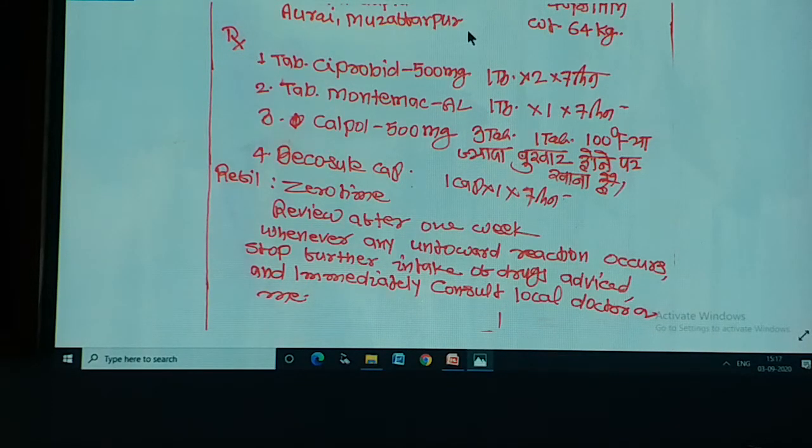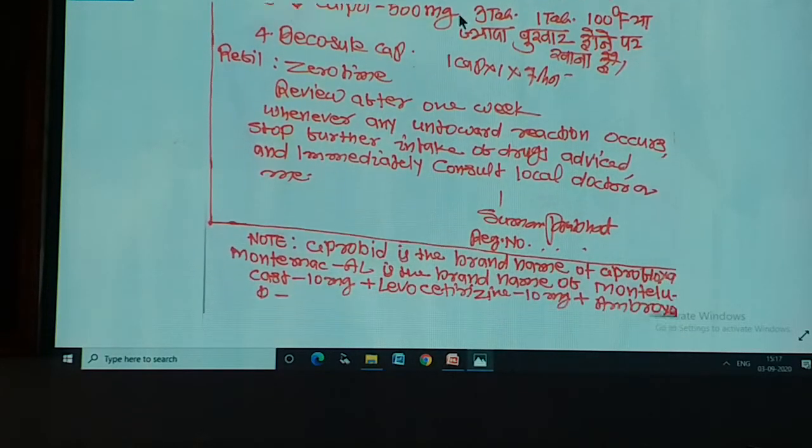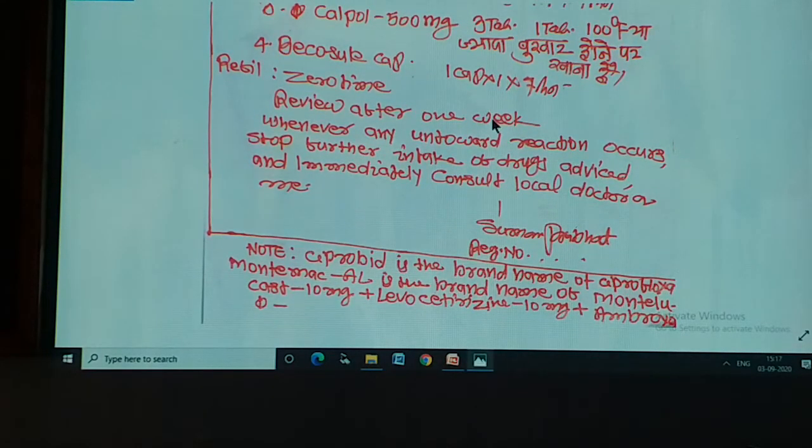Another special instruction is review after 1 week. Whenever any untoward reaction occurs, stop further intake of the drugs advised and immediately consult a local doctor or me. Lastly, the signature of the doctor, that is Suman Prabhat, and their registration number.